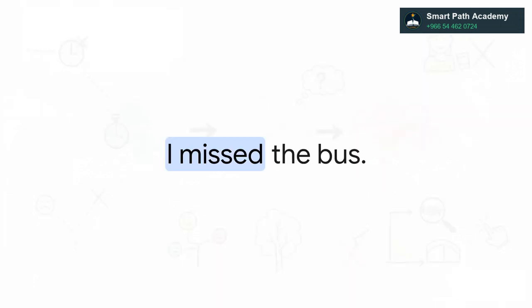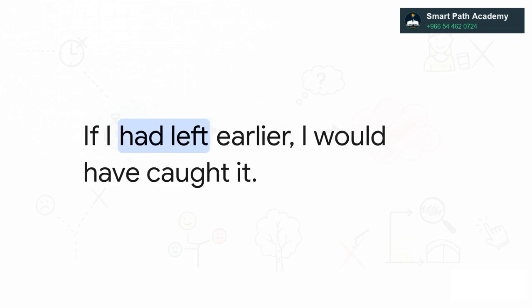So this is the cold, hard reality. I missed the bus. It's a simple past tense fact. It happened. And you absolutely cannot change it, no matter how much you might want to. But right away inside your head, you start playing out a totally different reality, don't you? You think to yourself, if I had left earlier, I would have caught it. Boom! This sentence right here, it acts like our own personal grammatical time machine. We're suddenly imagining a completely different past.